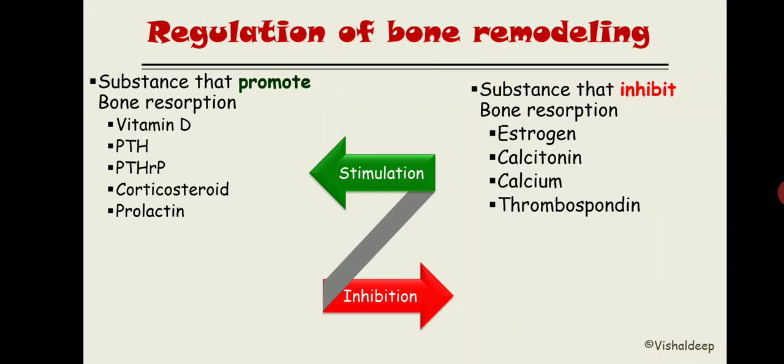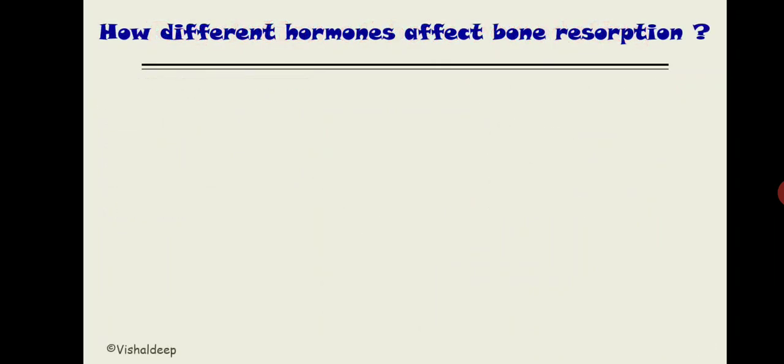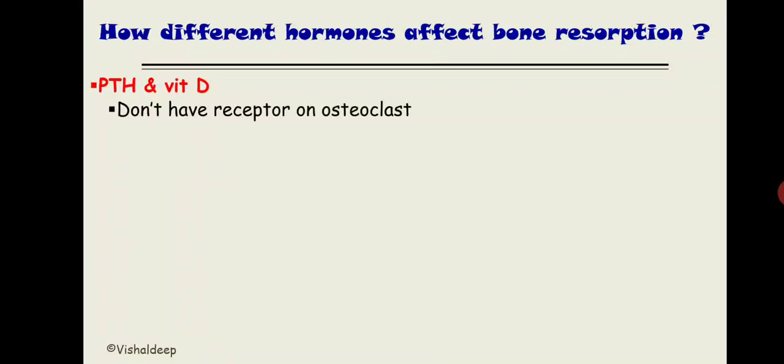Now how will different hormones affect bone resorption? Parathyroid hormone and vitamin D do not have a direct receptor over the osteoclast. See, this is a very interesting fact. Parathyroid hormone and vitamin D, both hormones stimulate bone resorption, and yet both of them do not have a direct receptor over the osteoclast. So they first activate the osteoclast via the osteoblast.